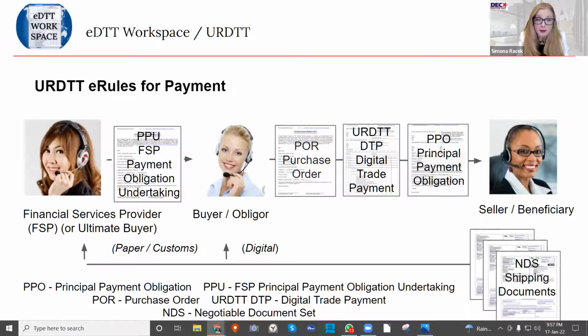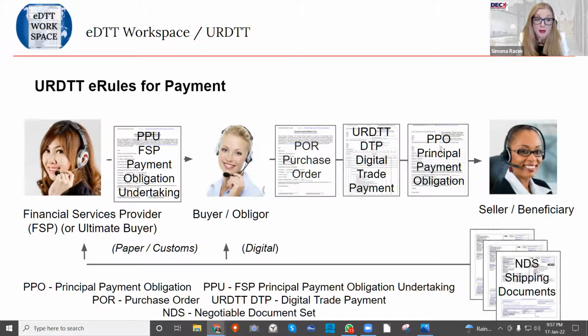The concept for the URDTT digital trade payment transaction is simple and straightforward. The buyer, the obligor, initiates a digital trade transaction with a purchase order, PO, supported with a principal payment obligation, PPO, to the seller, the beneficiary. The terms and conditions of the purchase order are defined by a URDTT digital trade payment facility.